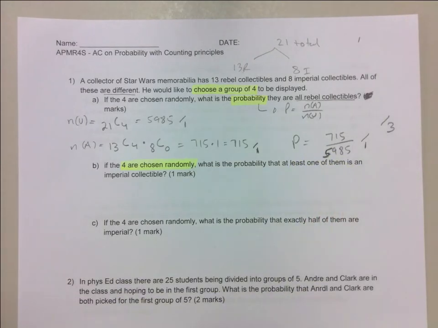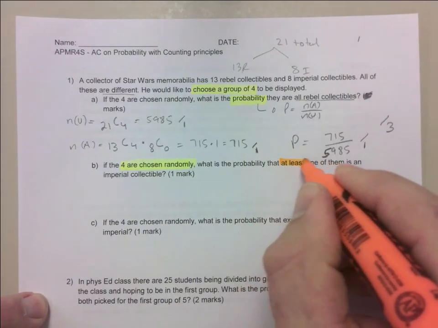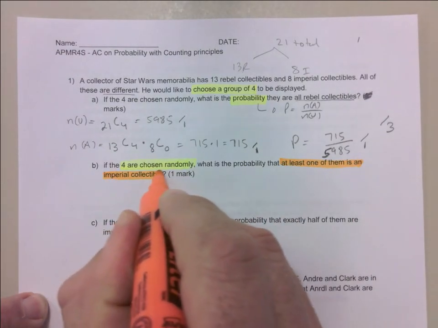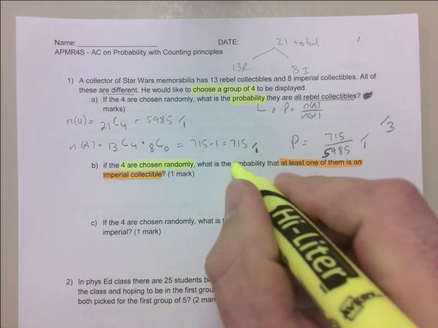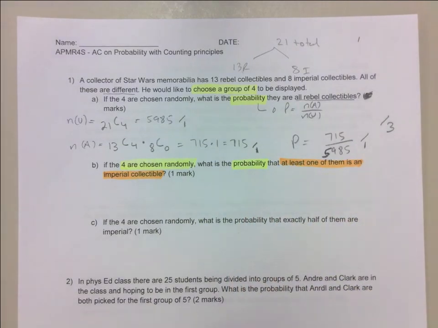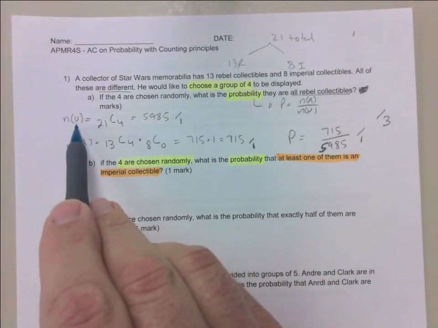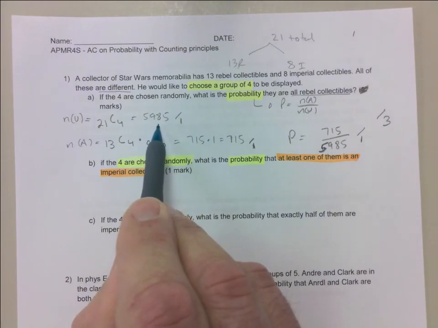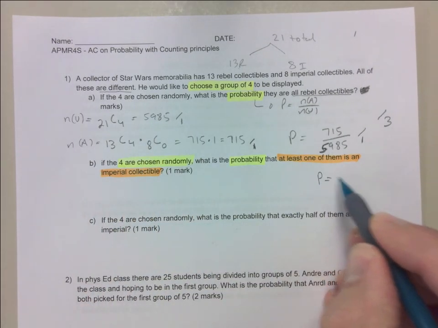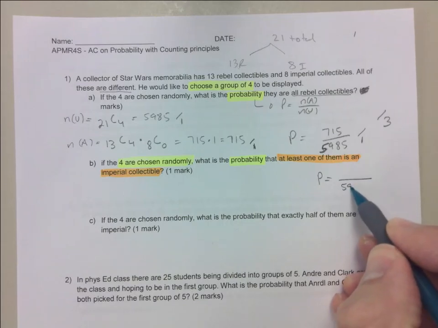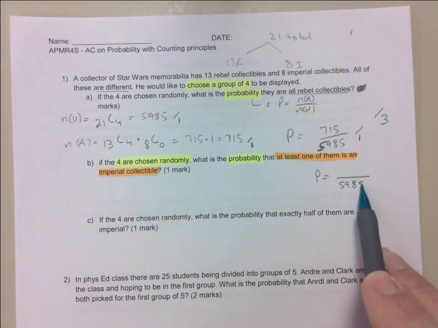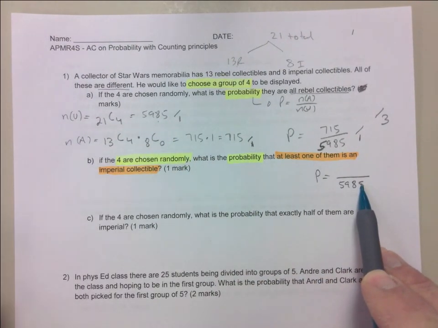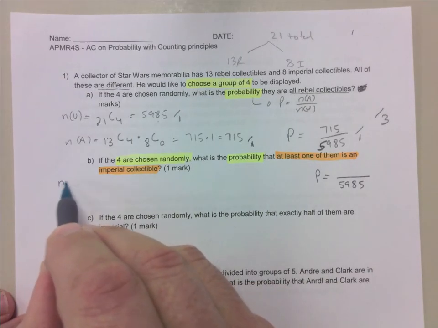And here's that other word, the "at least." What's the probability of at least one of them being an Imperial collectible? And there's the word probability again. You've already done one of the hard pieces, the universal. So whatever happens, it has to have that universal down here. We figured out how many groups are possible, so now we're going to figure out NA.